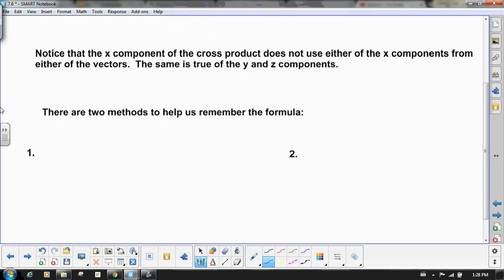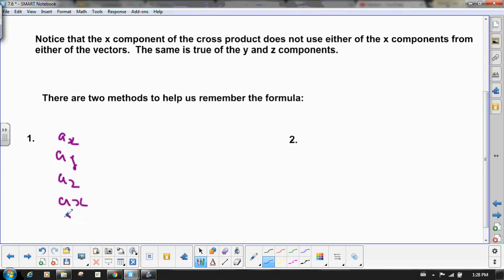Anytime you want to do the cross product of two algebraic vectors, you're going to take the vectors and write them twice. So we have ax, ay, az, ax, ay, az. Now my second vector will be bx, by, bz, bx, by, bz. These will be numbers.